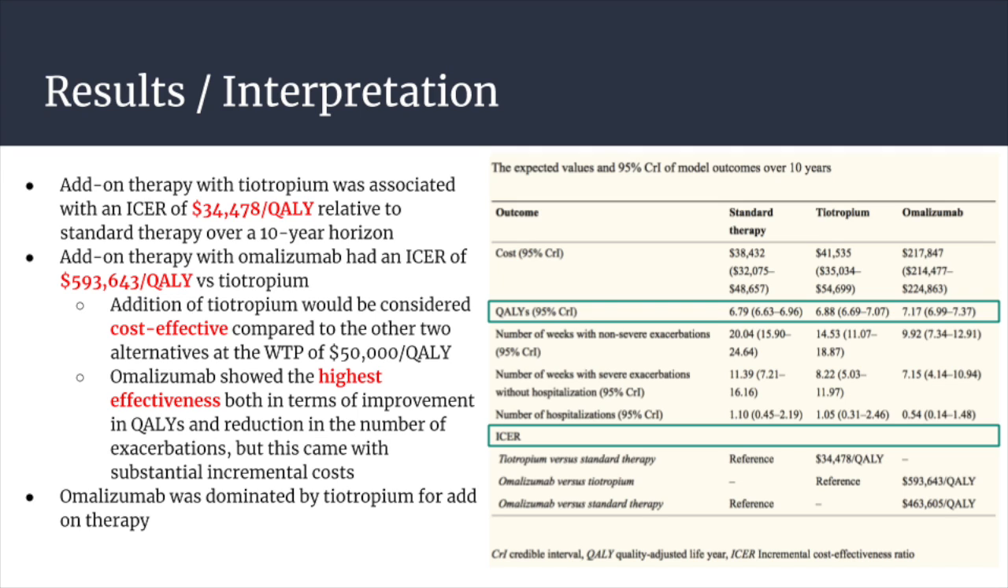In comparison, add-on therapy with omalizumab had an ICER of $593,643 per QALY relative to tiotropium. The addition of tiotropium would be considered cost-effective compared to these other two alternatives at the conventionally used WTP of $50,000 per QALY. Omalizumab showed the highest effectiveness both in terms of improvements of QALYs and reduction in the number of exacerbations, but this came with substantial incremental costs. In the end, omalizumab was dominated by tiotropium as add-on therapy.